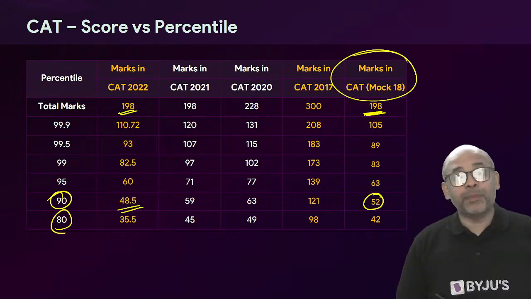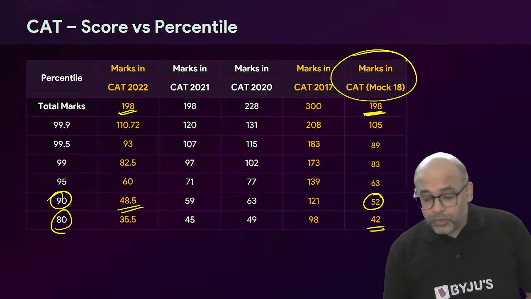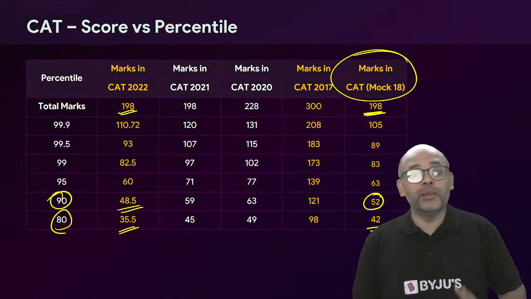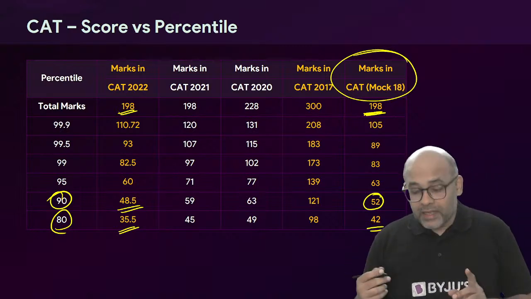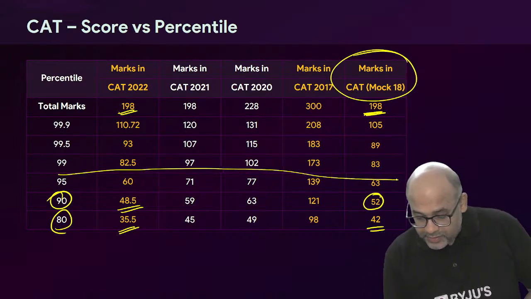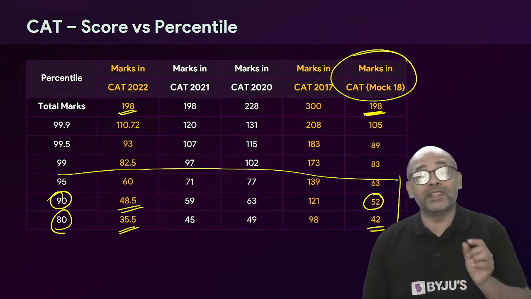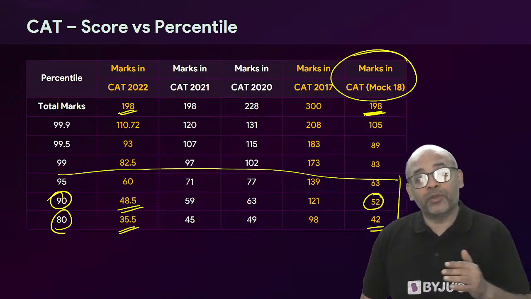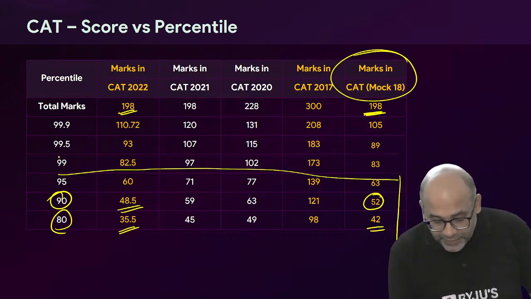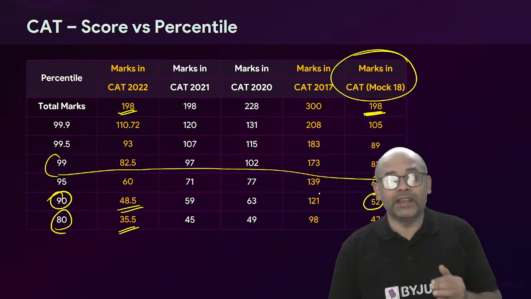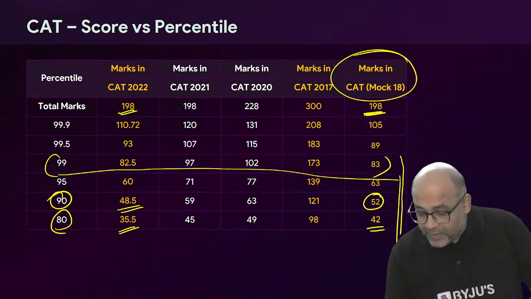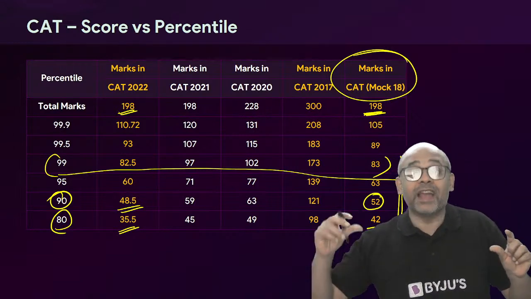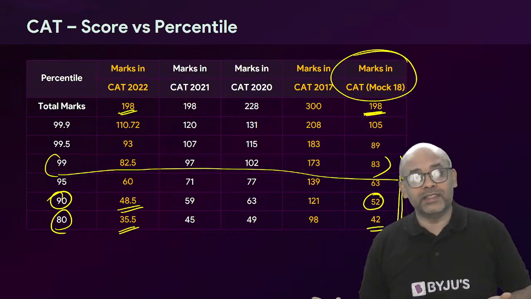Similarly, if you want 80 percentile in this mock, 42 marks gives you 80 percentile, whereas 35.5 marks in the actual CAT exam gave you 80 percentile. Now you might think that these three points basically tell you that the paper was easier. However, hold that thought. Let us take a look at what happened to the other percentiles. So you can see all these three, in fact even till 99, what you observe is the paper was easy, because in the mock to get the same percentile you had to get a higher score. Higher score means paper was easier, right?